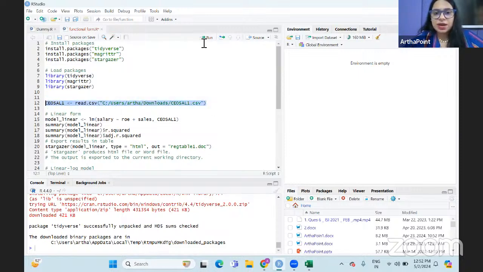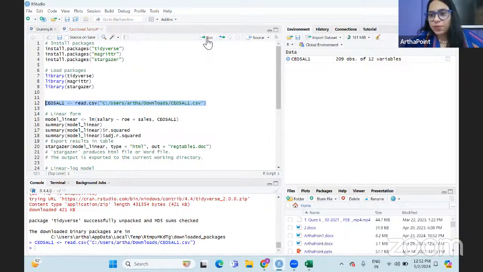I am running this command. ये कमांड सिर्फ फाइल को पिकअप कर रहा है. कहां पे है ये फाइल? This file is present in this folder. It is just reading this file और उस फाइल को I am storing as a variable here. और इस फाइल का क्या नाम दे रहे हैं बच्चे हम? We are naming it as CEOSAL1. So if you look into the right hand side, आपको यहाँ पर एक data set दिखेगा. You will be able to see a data set that has been created.